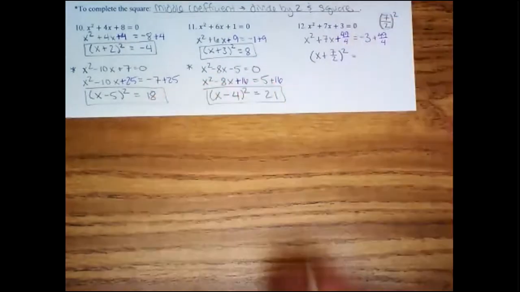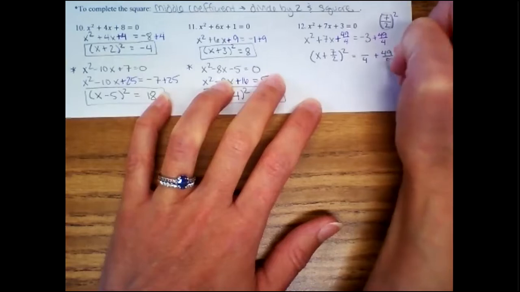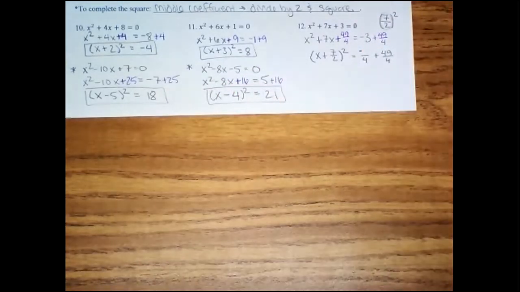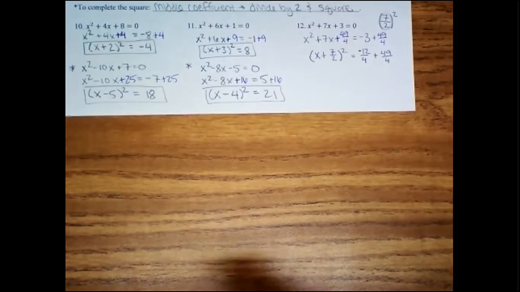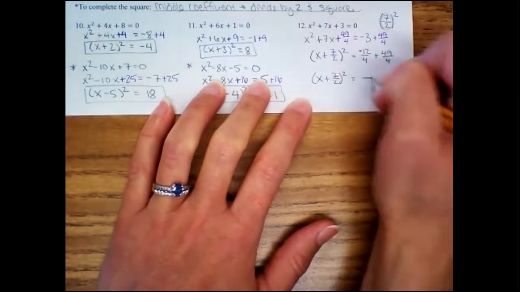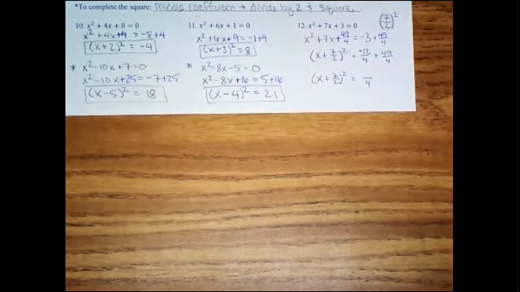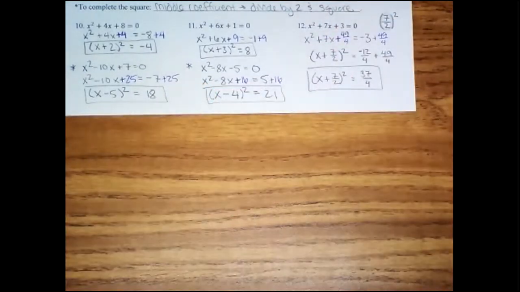7/2. Now here we have to get a common denominator, which is going to be fourths. We have to make this be fourths. Now it is going to be negative because it was a -3. So here's the question. How many fourths is a whole 3? 12. So it's -12 fourths. This is just basically a review of adding and subtracting fractions. You have to get a common denominator. So it will be x plus 7/2 squared equals how many fourths? Well, you just have to do -12 plus 49. So what is that going to be? 37 fourths.